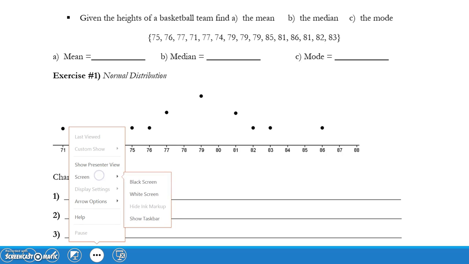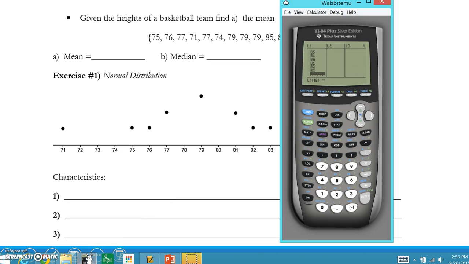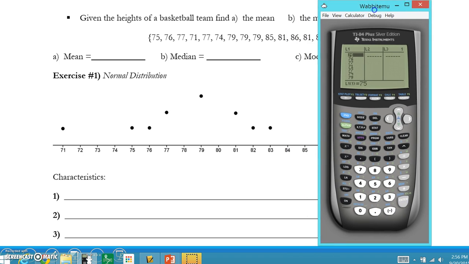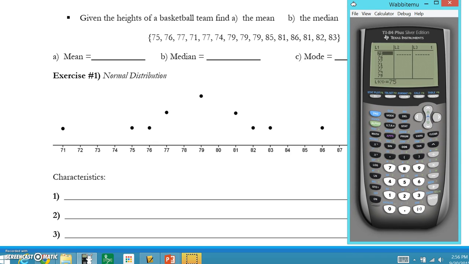What you want to do is hit the stat button, and edit. And what you're going to do is put all of those numbers into L1. I've already done that. So I put all of the heights of this basketball team into L1.